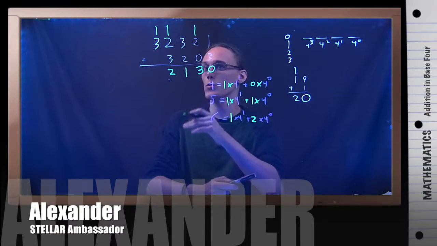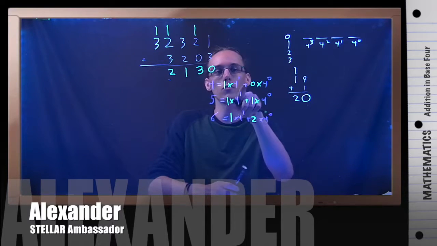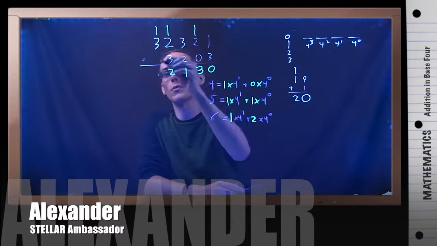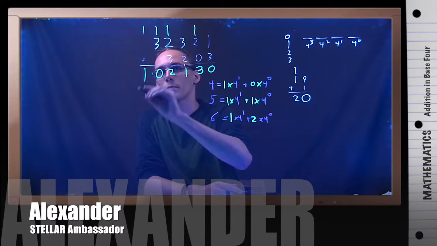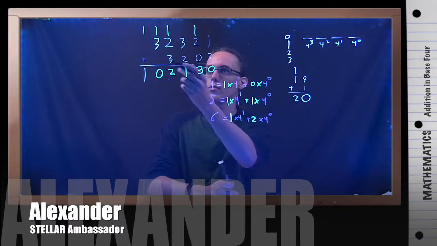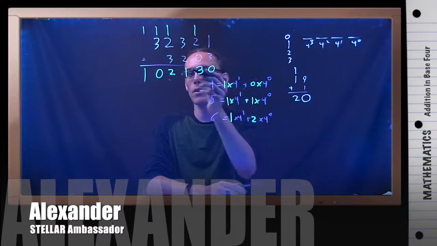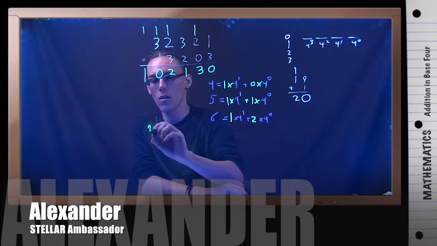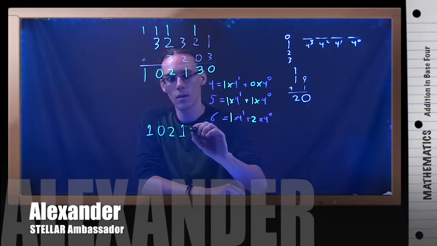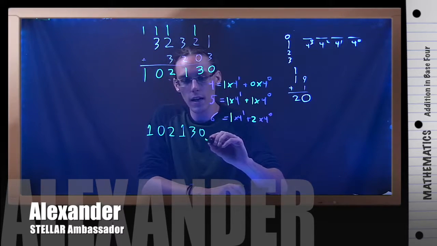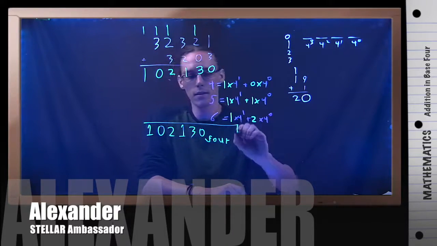And now I do 1 plus 3, which is 4. Notice we already did that. We wind up 4 is equal to 1 times 4 plus 0 times 1. So I put a 0 here, carry the 1, bring down the 1. And there we go. So if we add 32321 to 3203, we come out with this number right here, 1, 0, 2, 1, 3, 0, and we got that number in base 4. And that is this example.